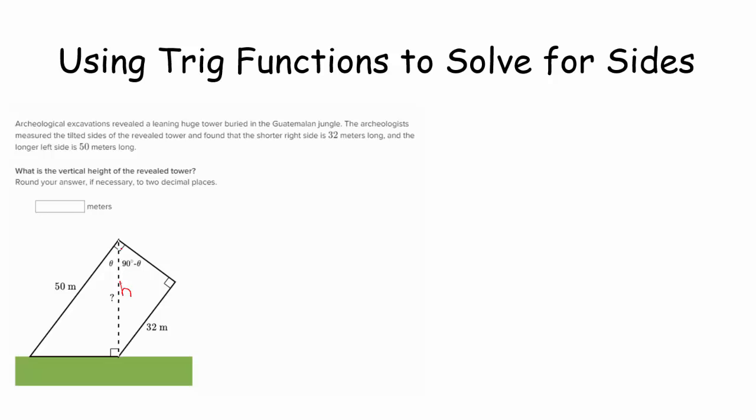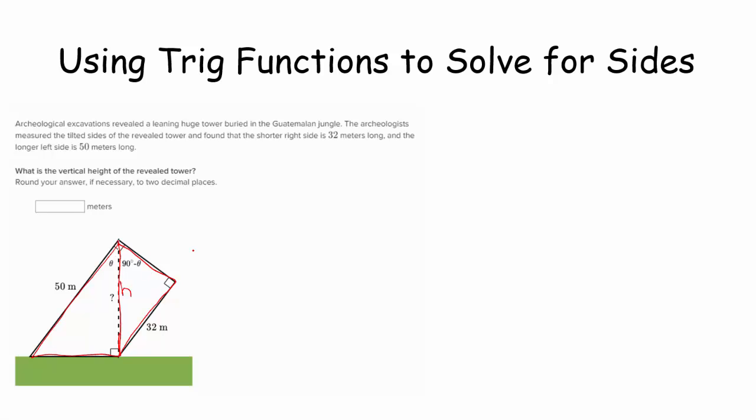And look what's going on here. We have two right triangles. So we've got this one right here. I've got this right triangle, and then we've got this other right triangle here. And we need to solve for the height.